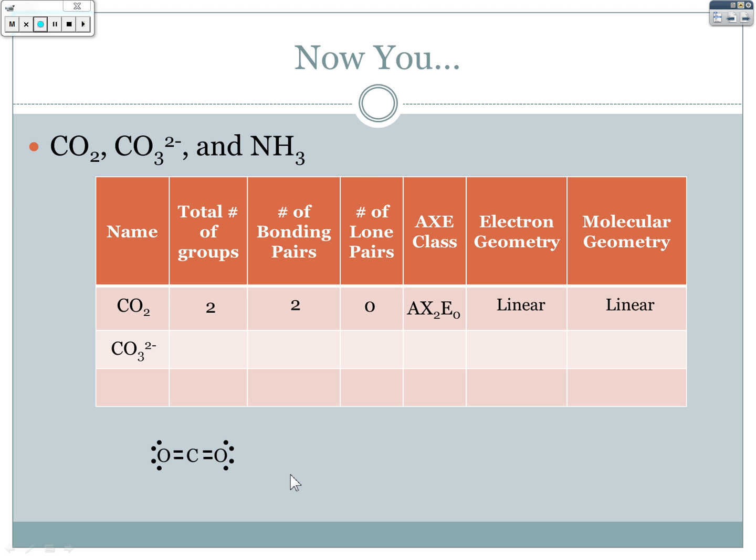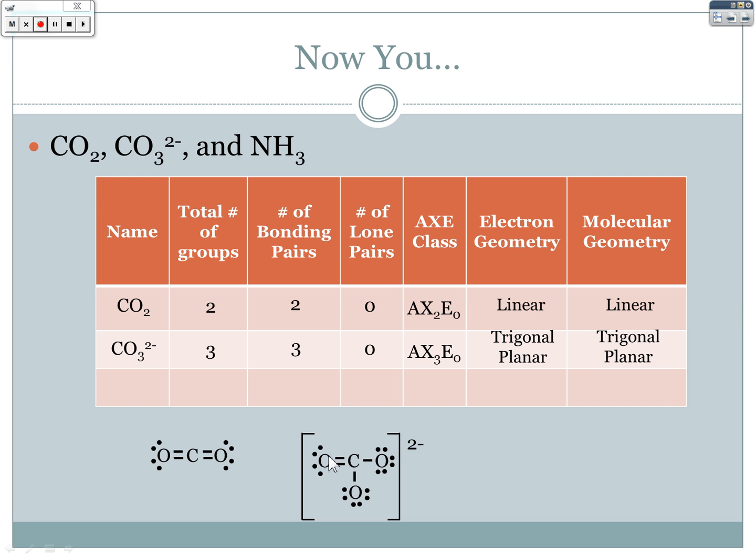Now let's look at carbonate. So we have carbonate, CO3 2-. Total number of groups, again, would be carbon bound to 3 oxygens. So we've got 3 groups around the carbon. The number of bonding pairs would, again, just be 3, even though there is a double bond in there, because double bonds are considered to be 1 group or 1 bonding pair. Number of lone pairs around carbon is going to be 0. So we have AX3E0. AX3E0 is going to be trigonal planar with a trigonal planar molecular geometry. So what this looks like would be carbon doubly bound to 1 oxygen and singly bound to 2 oxygens for a total of 3 groups around carbon with 0 lone pairs, so trigonal planar.